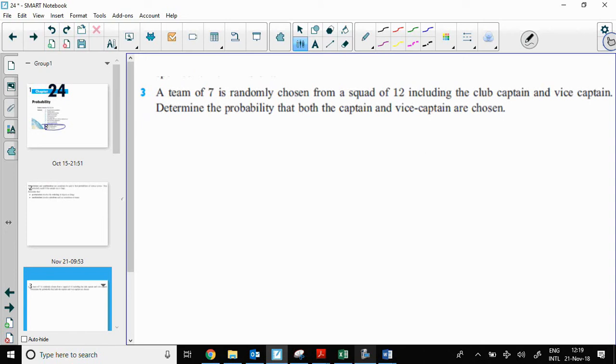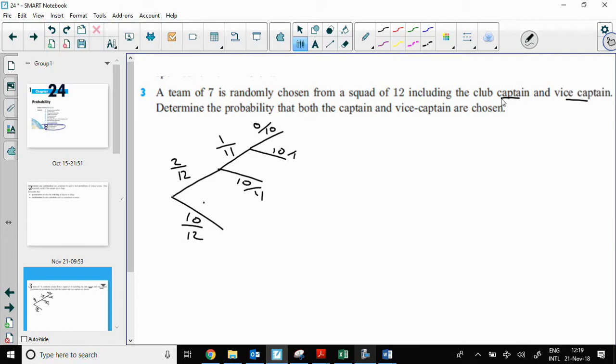So here we go. We're going to choose 7 out of a squad of 12. There are 12 people, including a captain and a vice captain, so it's those two plus 10 more. I want to choose a team of 7 using both the captain and the vice captain. All right, so I could start doing a tree diagram here. My first pick might include one of those two, or it might not. And then assuming that I chose one of them, there'd be one of them left over, but I might also not take that, so that'd be 10 over 11 here, and then assuming I've taken both of them, there's none out of 10 left, and 10 out of 10 for the rest.